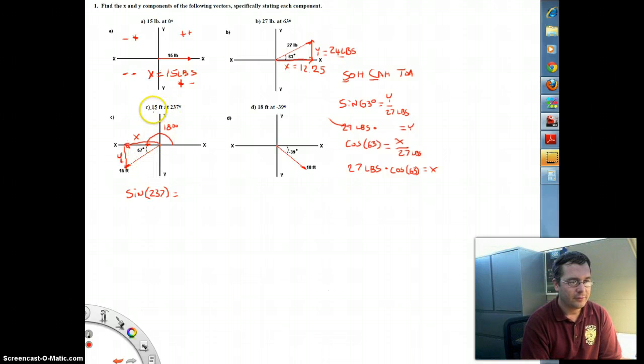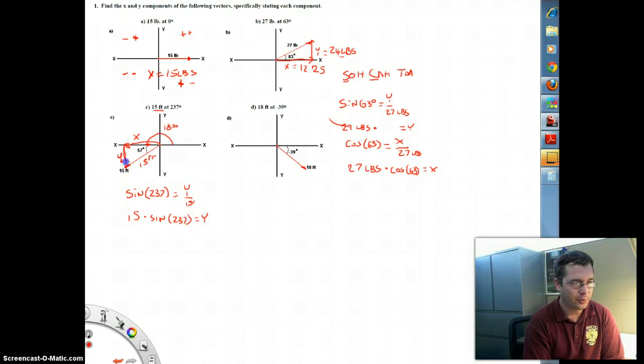And they've told us, they didn't label it in the drawing, but they've told us the hypotenuse is a distance of 15 feet. So opposite is y over 15 feet. 15 feet times the sine of 237 equals y.